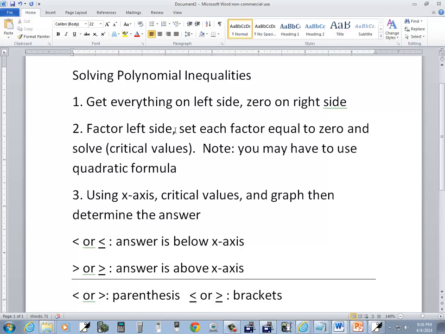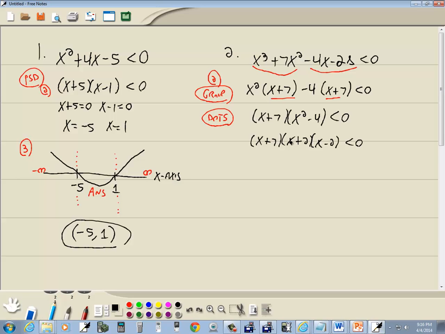Okay, factor the left side. We just did that. Set each factor equal to 0. Well, we're going to set the x plus 7 equal to 0, we'll set the x plus 2 equal to 0, and we'll set the x minus 2 equal to 0. And then solve them. So that gives us x equals negative 7, x is equal to negative 2, and x is equal to positive 2.